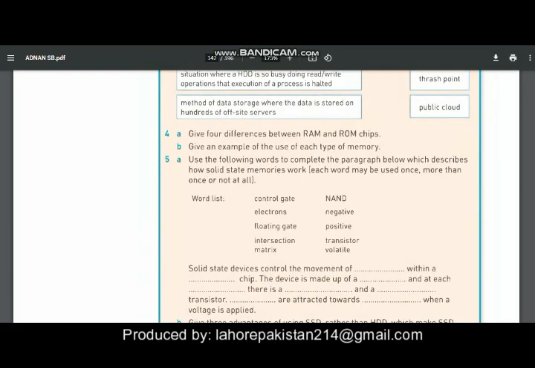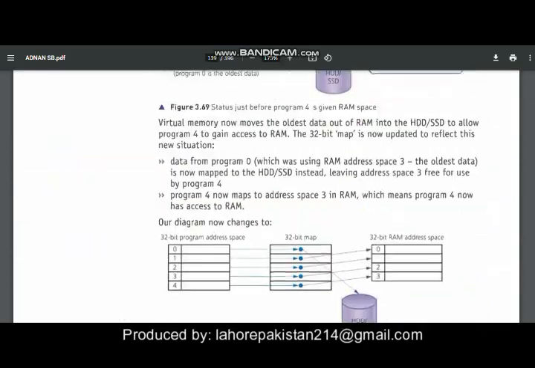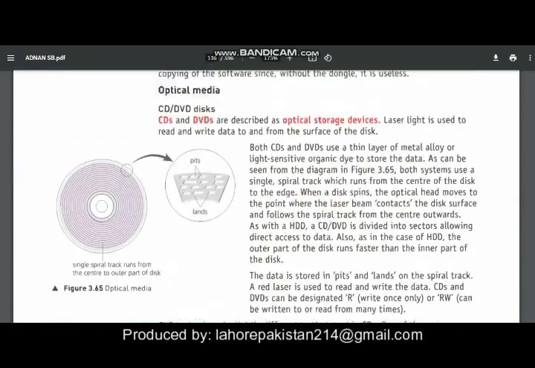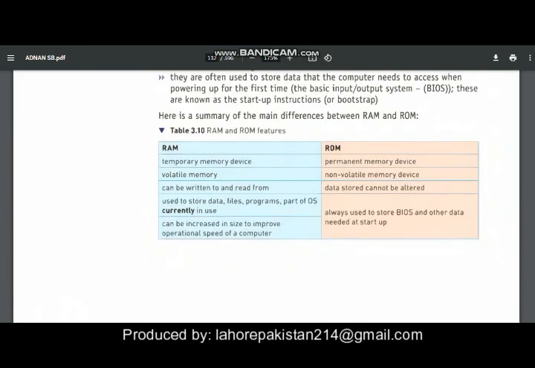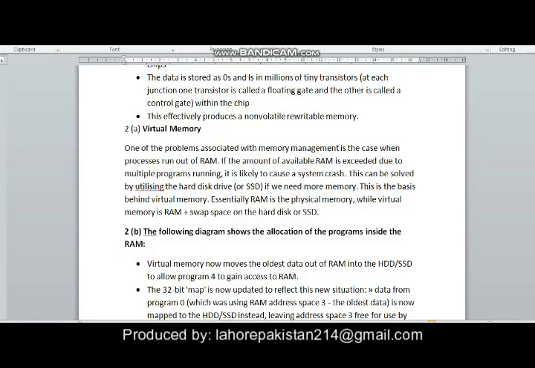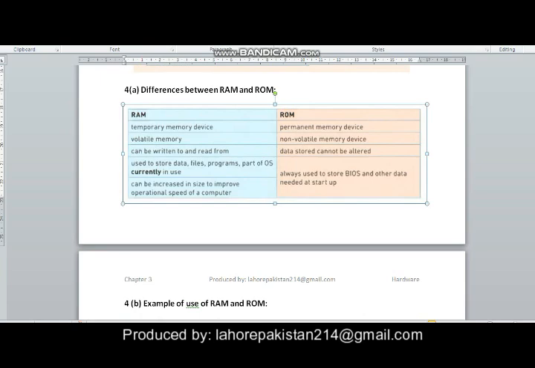Give 4 differences between RAM and ROM. These are already given in your book. I have taken the same answer from there. The answer is on page number 122, table 3.10. The differences between RAM and ROM are given over here. RAM is volatile, ROM is permanent. So I have taken the same answer and pasted it over here.